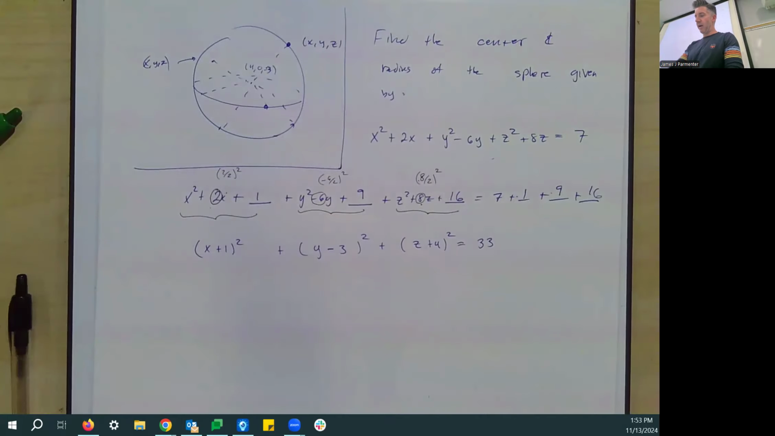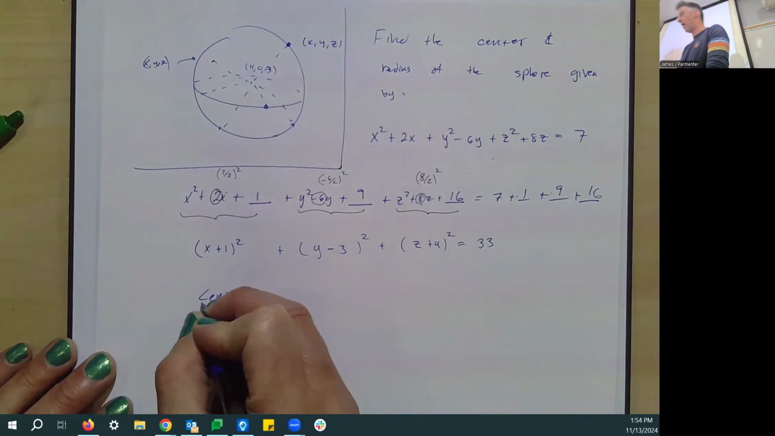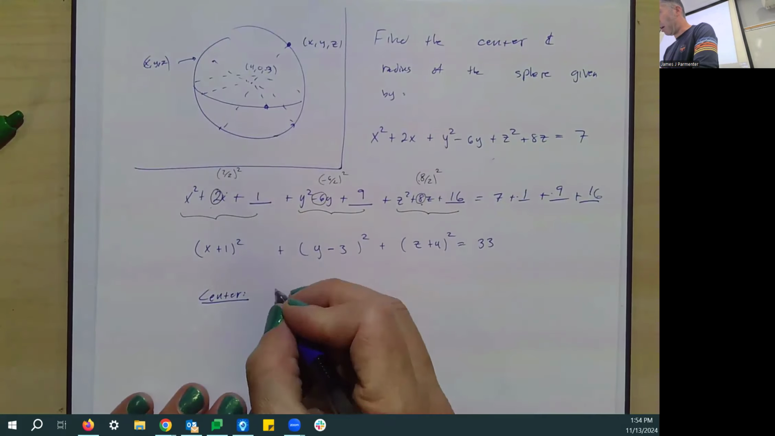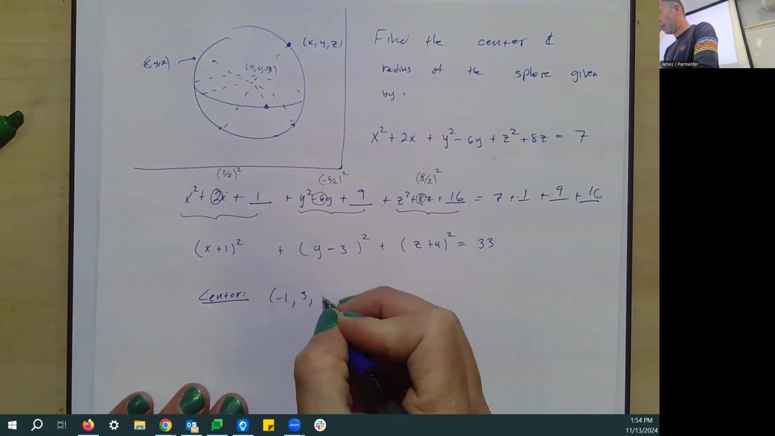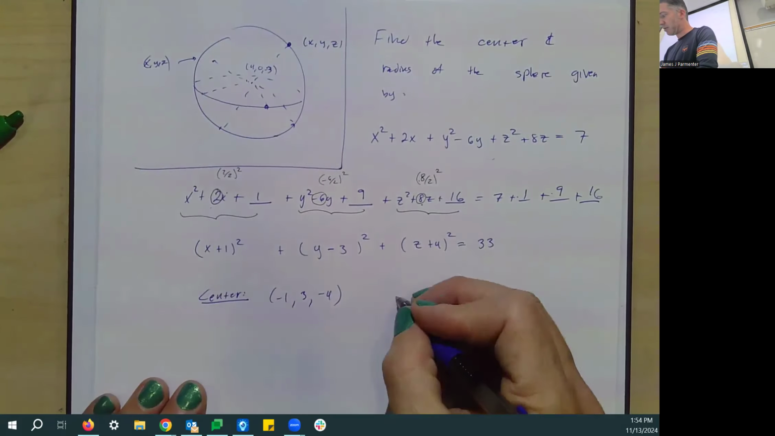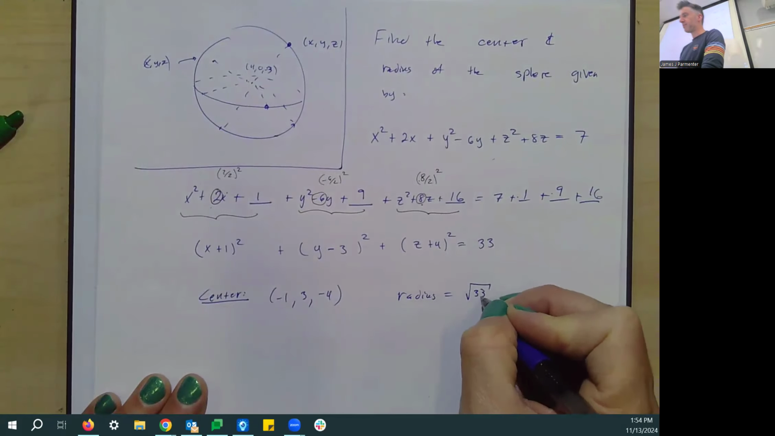So then we can finally say that our center, and the way I always think about the center, is just the values of x, y, and z that make the left-hand side of the equation completely zero. So x has to be negative 1, y has to be positive 3, and z has to be negative 4. And then the radius is equal to the square root of 33.